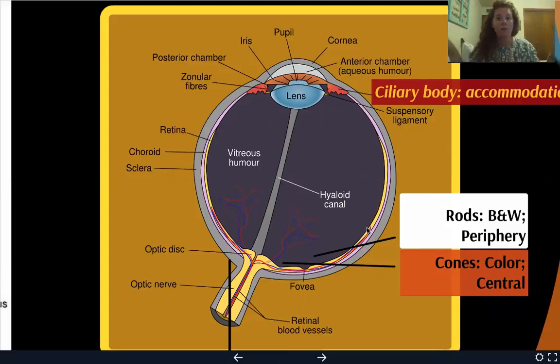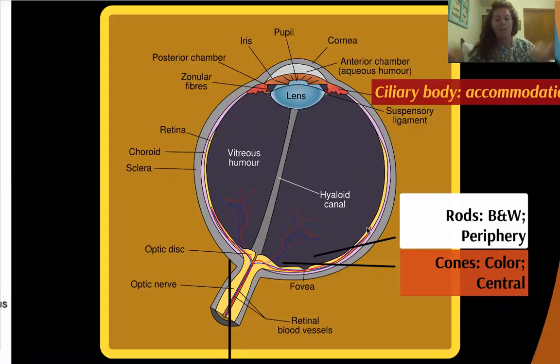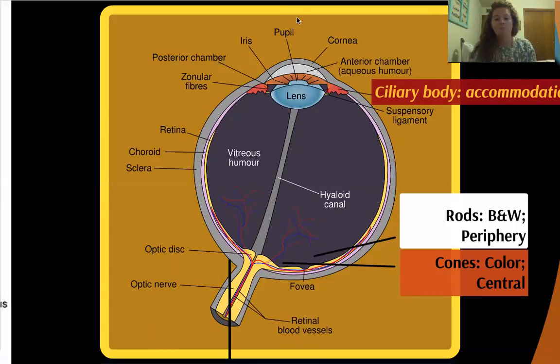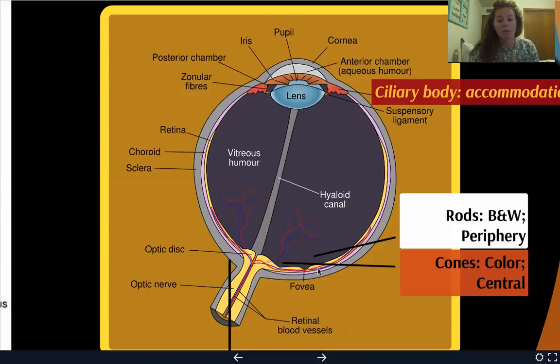They see the outer sides of the vision, whereas the cone cells, and notice it's CCC: cones, color, central. The cone cells are located in the central part. They see what's central, what's right in front of you, central vision. And then they also are responsible for color vision. So they're reacting here to the image that's reflected on the retina.